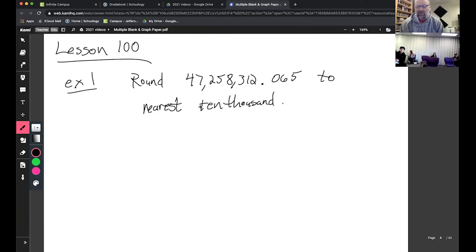So basically, rounding, to put it simply, is trying to figure out, it's in between two of these 10,000s. Which one is it closer to? So if I were to graph this on a number line, it would be in between 47,250,000 and 47,260,000. And which one is it closer to? 250,000 or 260,000? Well, this 8 says it's more than halfway. So it's closer to the 260,000. Okay? So this is good.